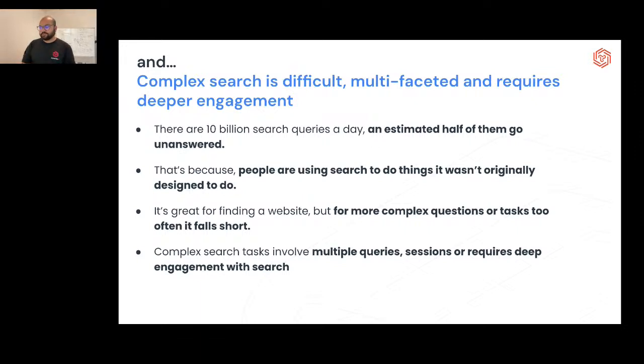And it's great for finding a website, but for more complex questions or tasks it often falls short. A lot of companies, 99.99% of companies I think, are just stuck on Elasticsearch because it's cheaper to run, it's easier, it's out of the box. And a lot of companies do not want to spend the money, or they don't have the people to help them build that as a product, as an SDK that is available and they can implement and starts working for them. And the biggest thing is that complex search is not just one query, it's multiple queries, sessions, or deep engagement with search.